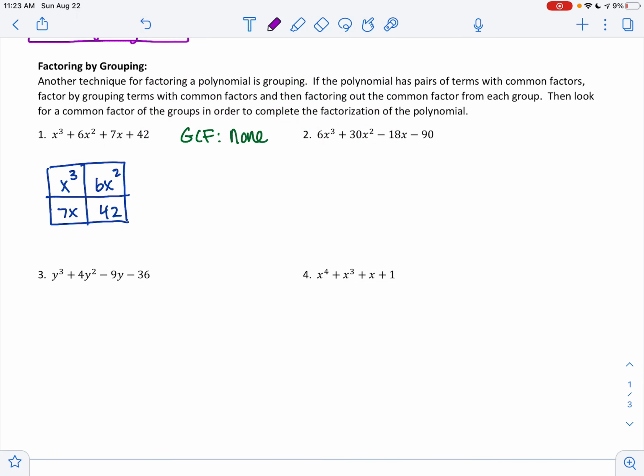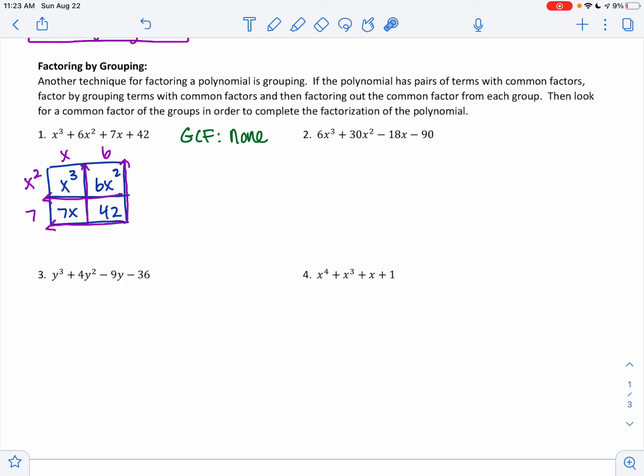From here, I'm going to find the greatest common factor of each row and of each column. The greatest common factor in my top row is x squared. The greatest common factor in the bottom row is 7. The greatest common factor in the left column is x, and the greatest common factor in the right column is 6.